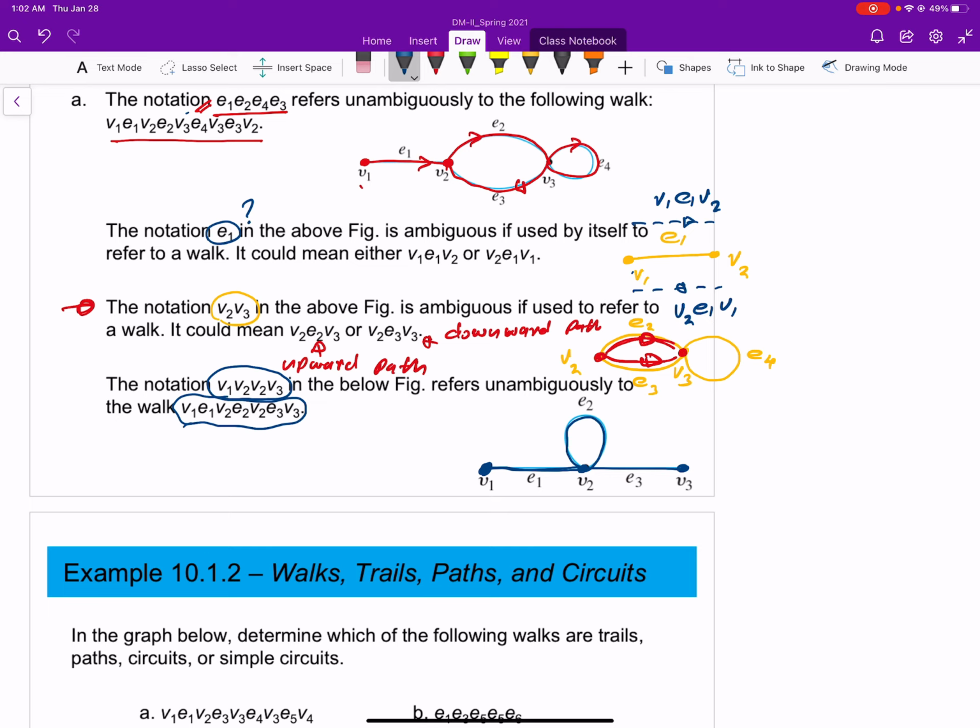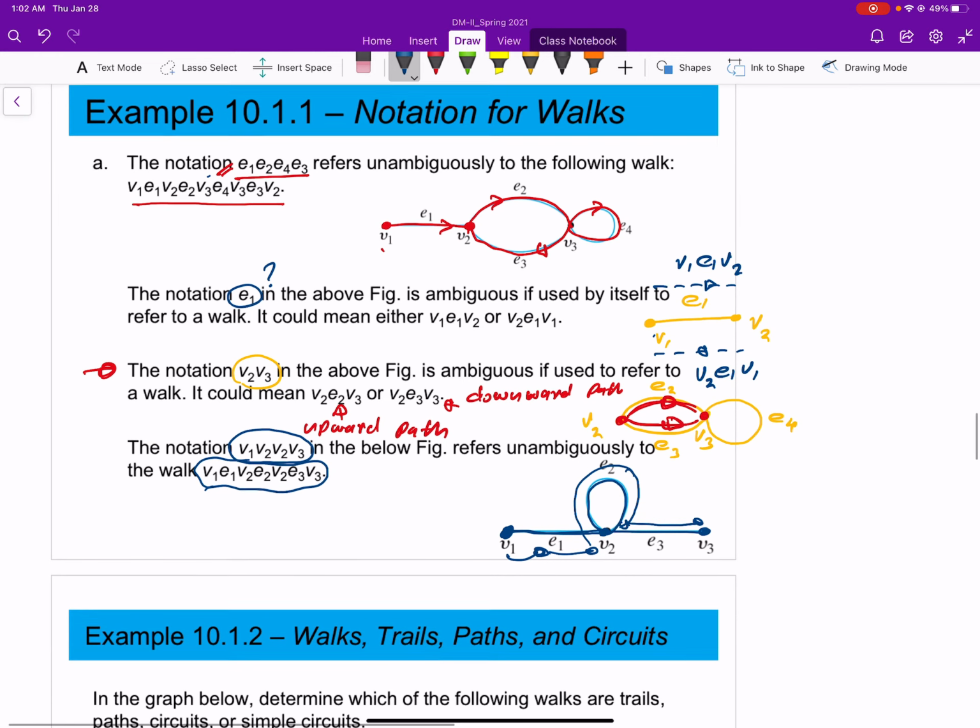Okay, that is the same as this notation. That means starting from V1, across E1 you go to V2, across E2 you come back to V2, across E3 you go to V3. All right, so both notations are the same in that case.